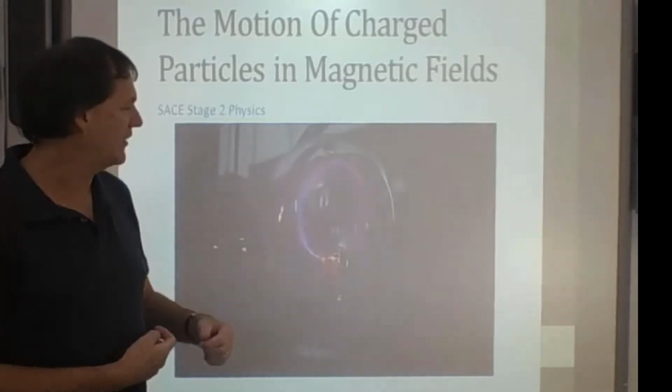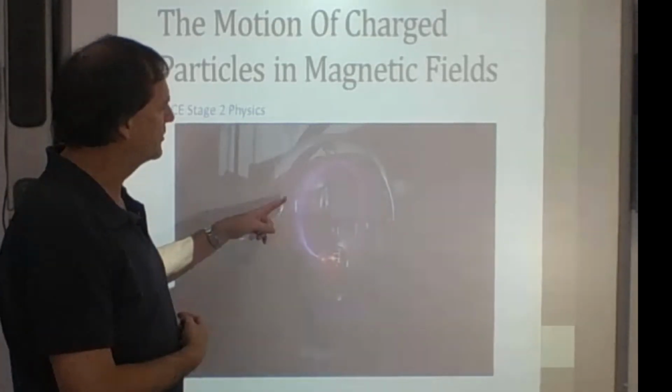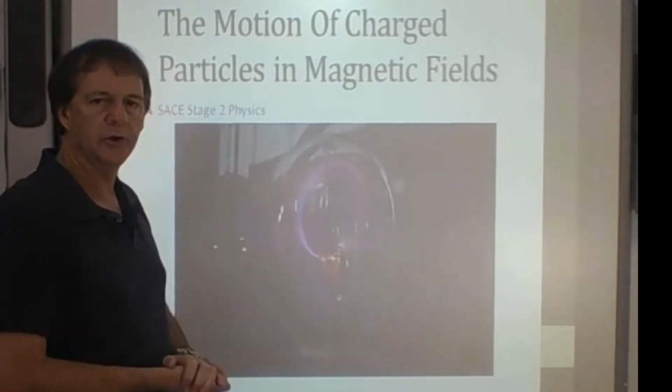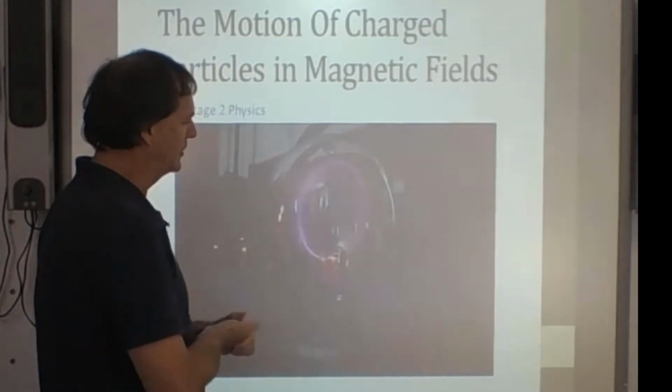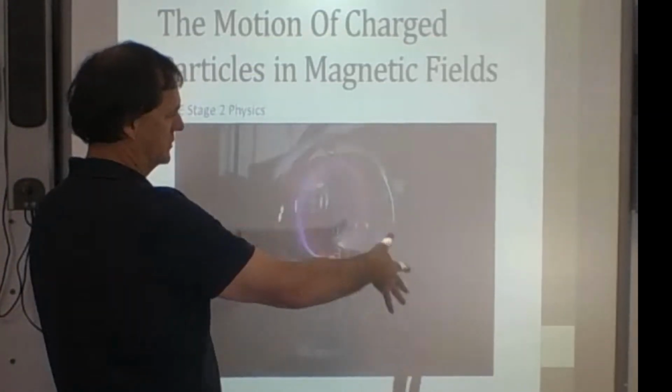Here you've got a tube with a gas in it, an electron beam going around, colliding with particles in the gas, causing it to glow in a purple colour in this case. And it's following that circular path because there must be a magnetic field applied all the way across this tube here, if you like.